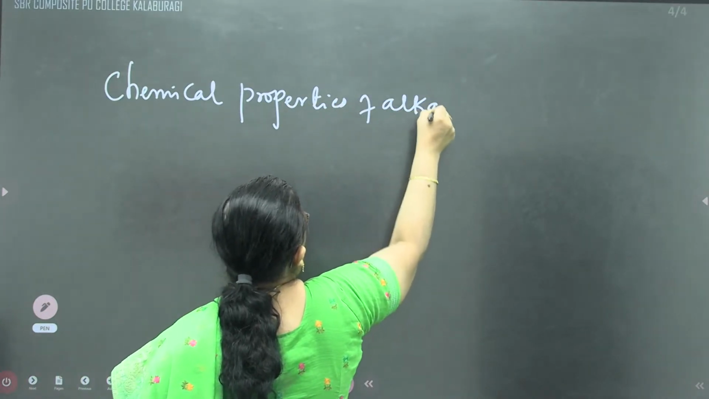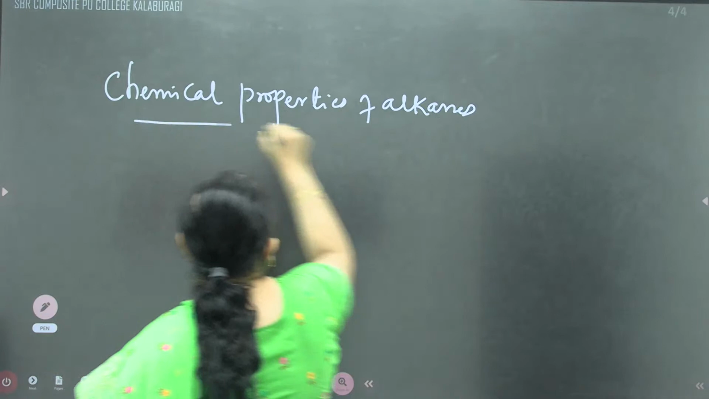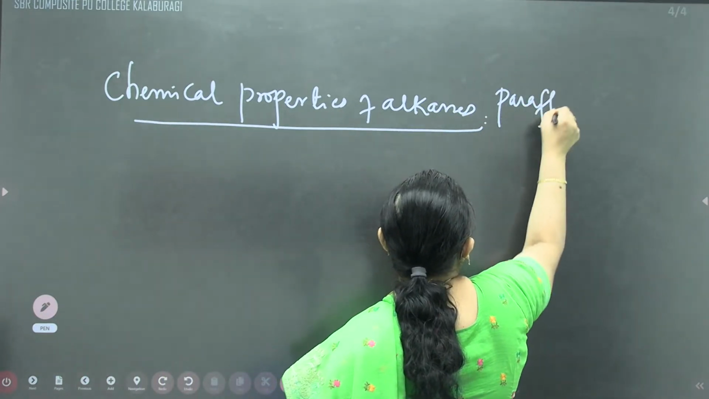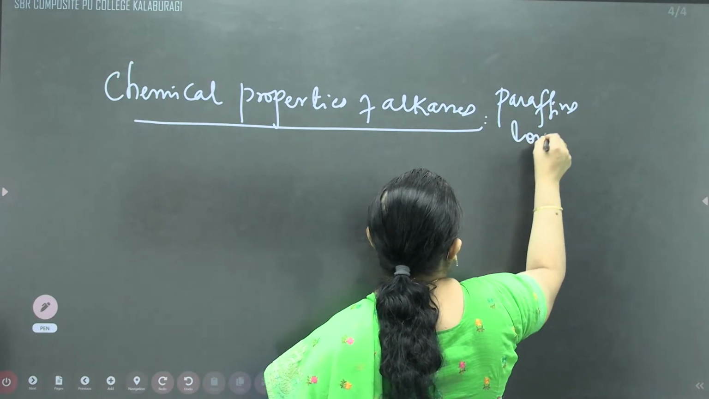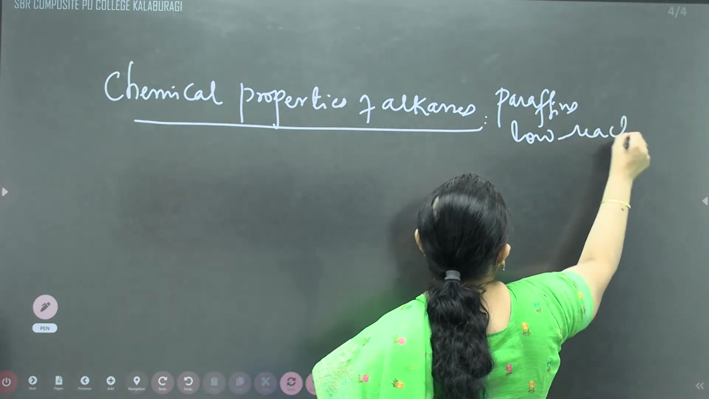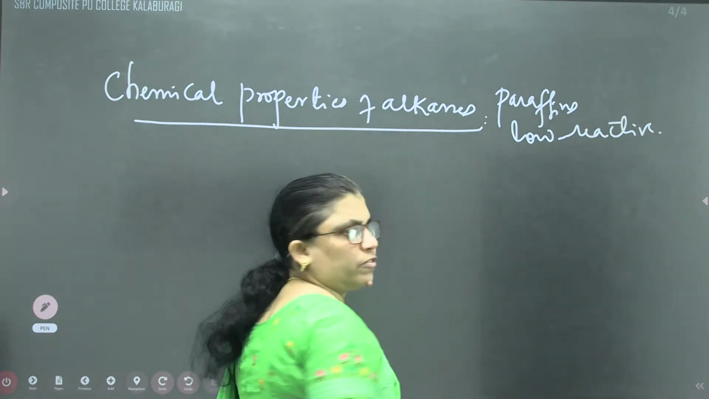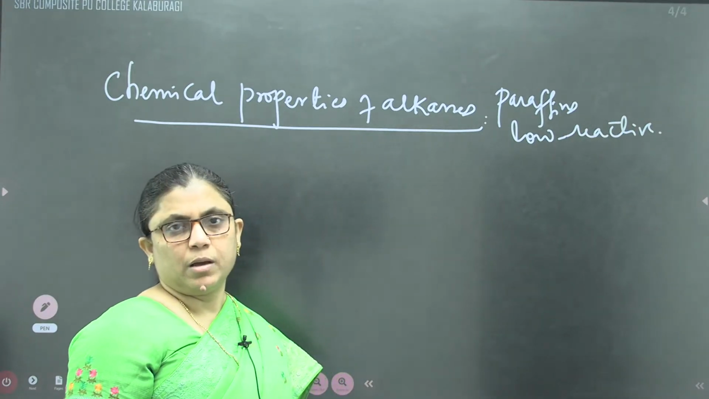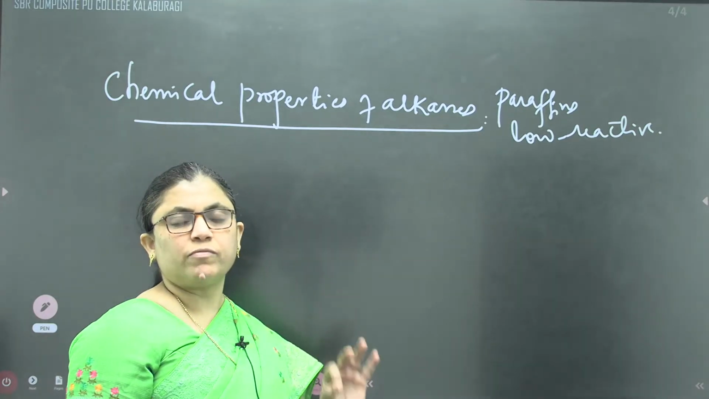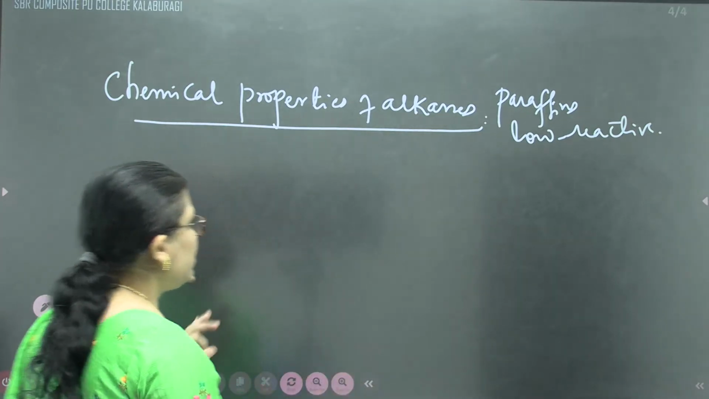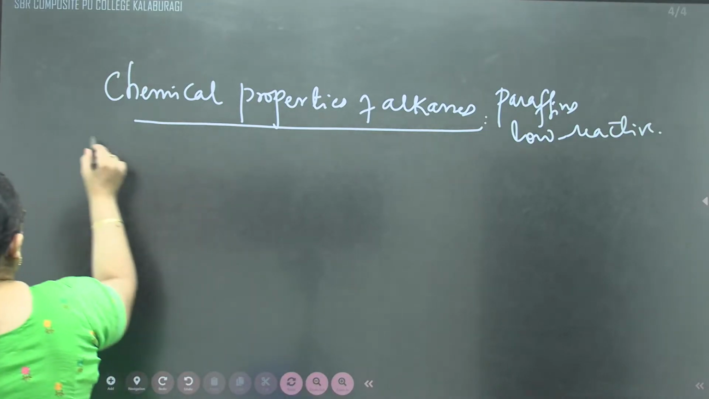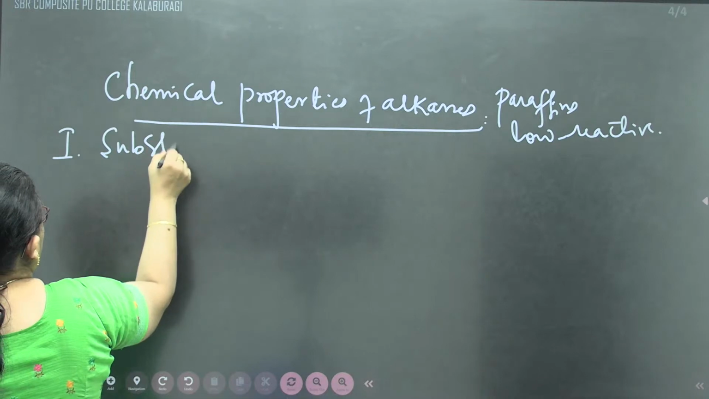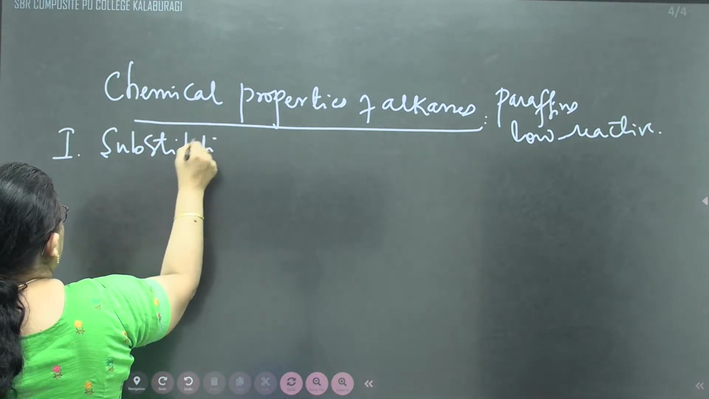Chemical properties of alkanes. Alkanes are paraffins, as we already said, so reactivity will be low. Fewer chemical reactions are possible. But one special kind of reaction possible in alkanes is the substitution reaction, and that too free radical substitution.